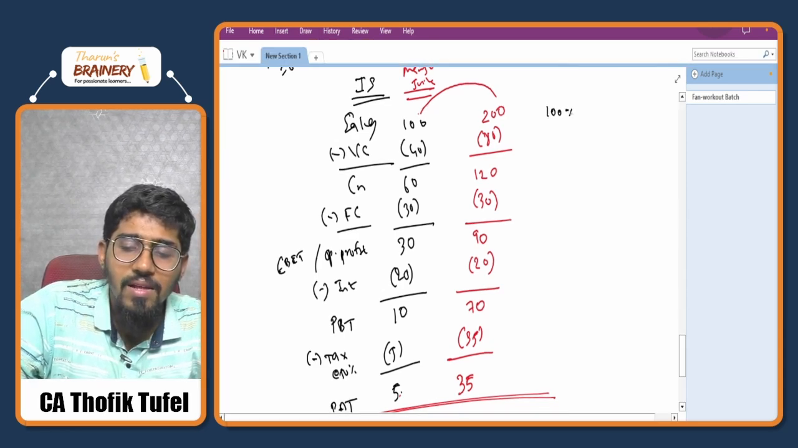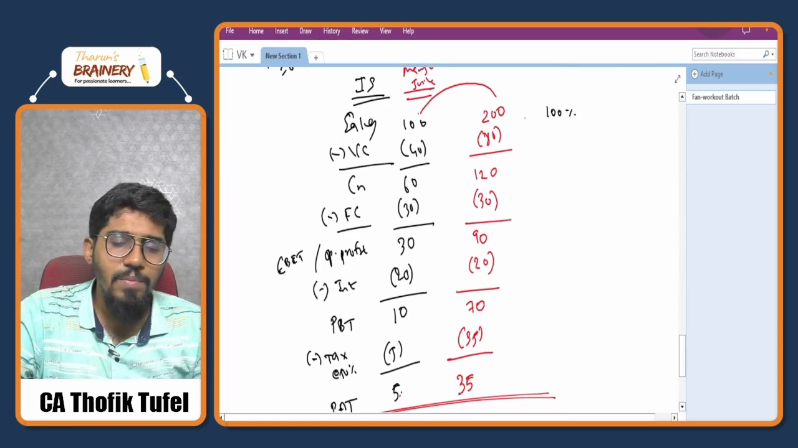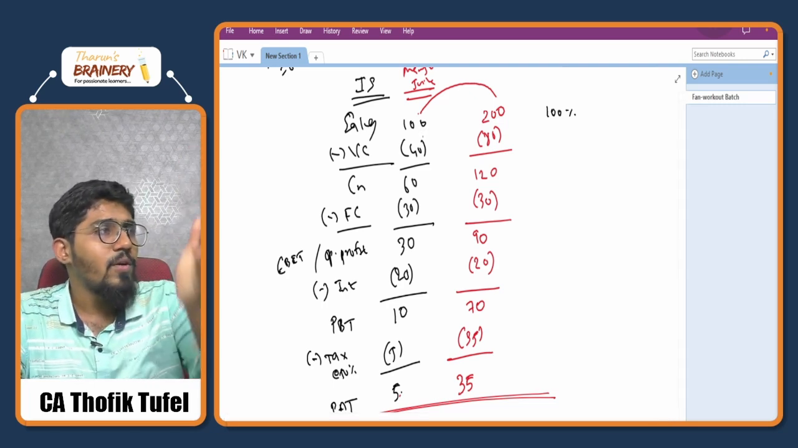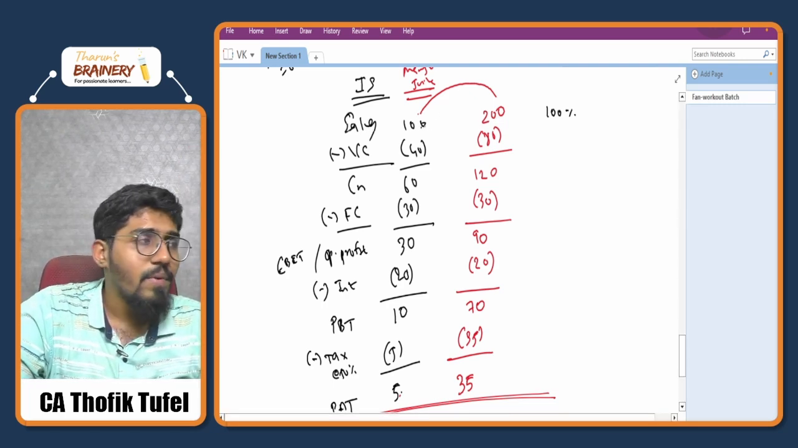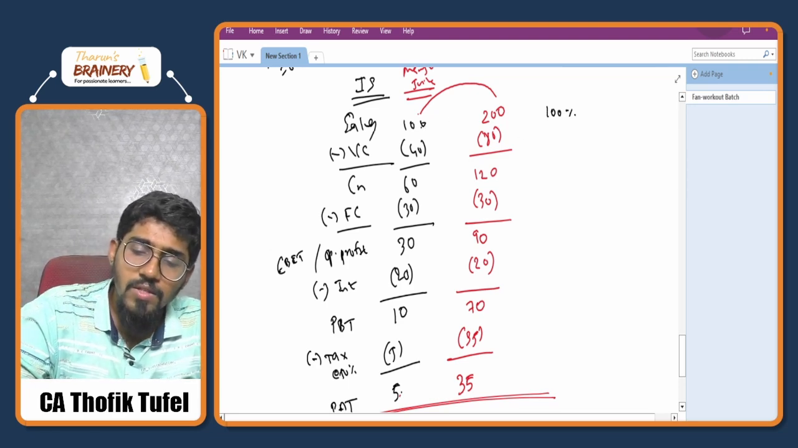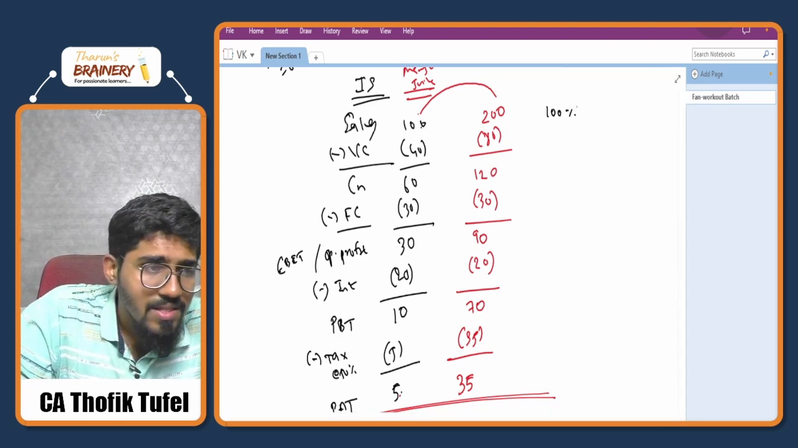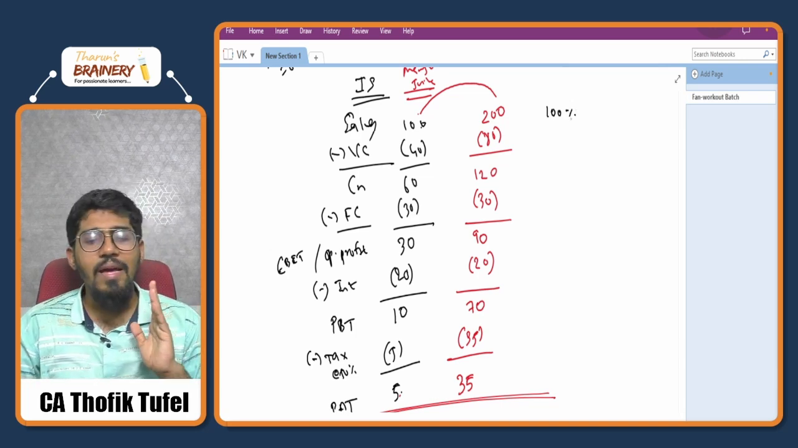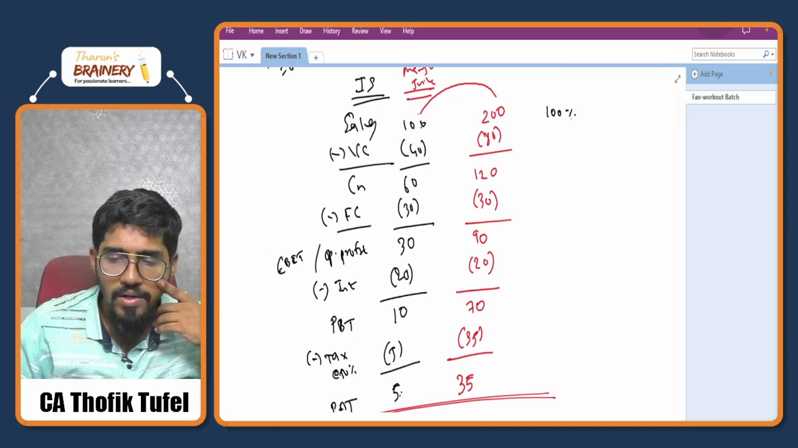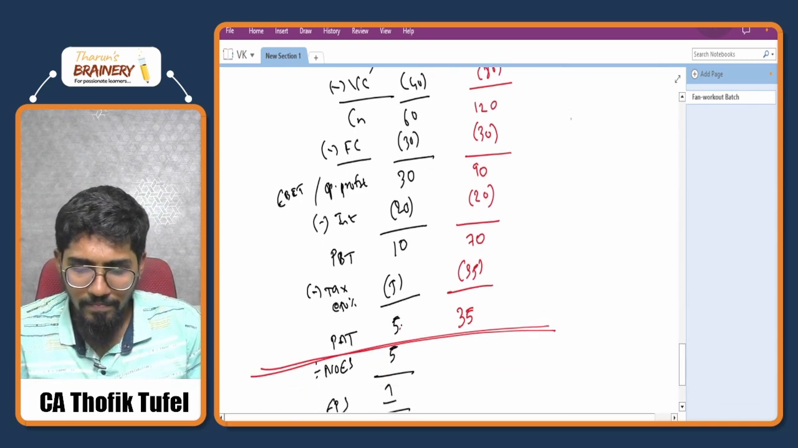100% increase in sales is there. Correct? Sir, how 100%? 200 minus 100 is 100 rupees, so a 100 rupee increase is there. 100 rupees divided by 100 rupees is 1 into 100%. So that is a 100% increase in sales. If you are not understanding, you can take your calculator, put 100 plus 100%. You are going to get 200.